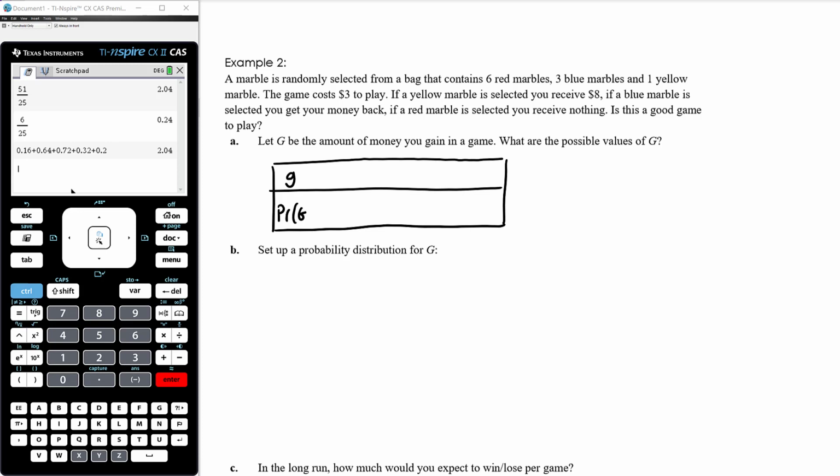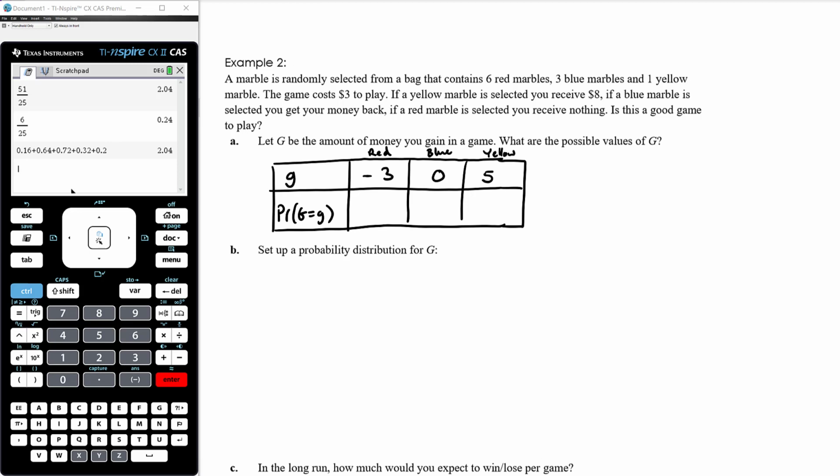So there are 3 possible values for G. Then, the probability that the gain is equal to that possible value. We could lose our $3, or we get our money back, which is a gain of 0, or we could win $8, but we've paid $3, so that's a gain of 5. So those are the 3 possibilities. Alright, let's work out what happens. We get nothing if we get a red marble. We gain $0 if we get a blue marble. And we win our $5 if there is a yellow marble.